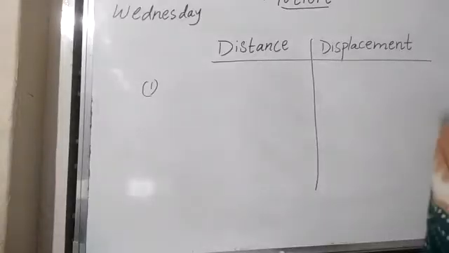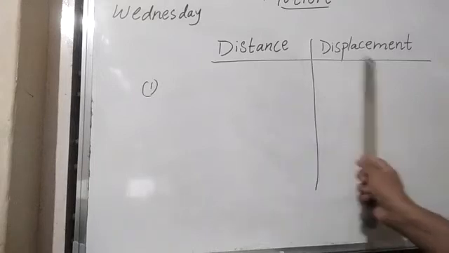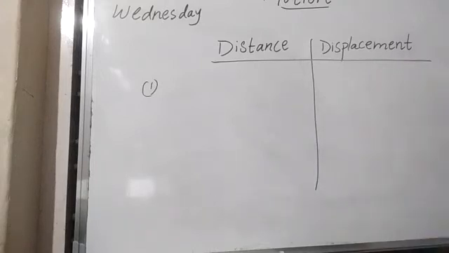Hi children, in our previous session I explained distance traveled and displacement, and also explained how to find distance and displacement. Now today let us discuss the differences between the distance traveled and the displacement of a moving object.